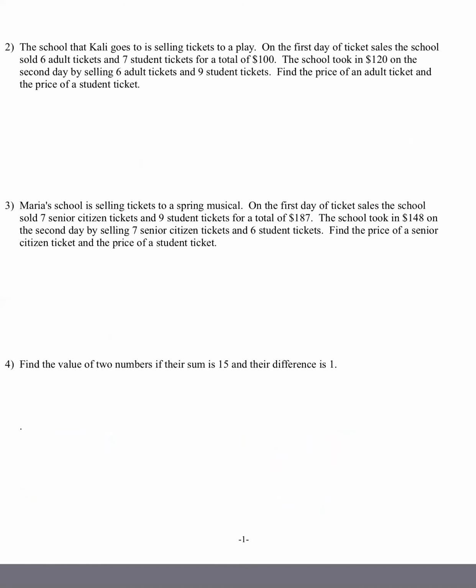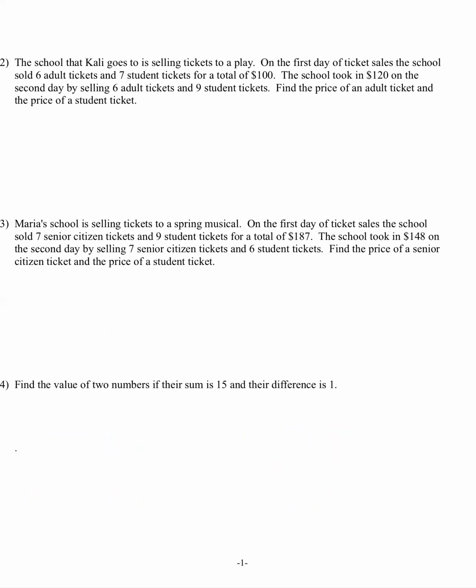The school that Callie goes to is selling tickets to a play. On the first day of ticket sales, the school sold $100. The school took in $120 on the second day by selling 6 adult tickets and 9 student tickets. Find the price of an adult ticket and the price of a student ticket. I know this probably sounds super confusing to you, and you're like, I have no idea how to do this. That's what I'm here for. Don't worry, I will help you.